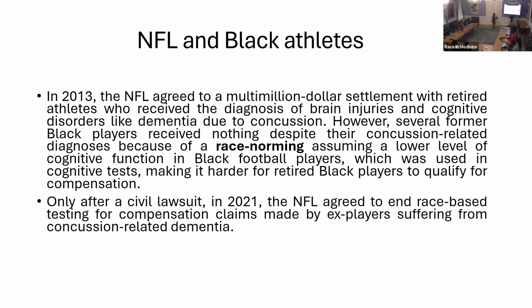Another example, very similar to the example of race correction in clinical algorithms, is the example of race norming. Race norming assumes a lower level of cognitive function in Black football players. And this norming was used in cognitive tests, making it harder for retired Black players to qualify for compensation that the NFL in 2013 agreed to give to retired athletes who received the diagnosis of brain injuries and cognitive disorders like dementia due to concussion.